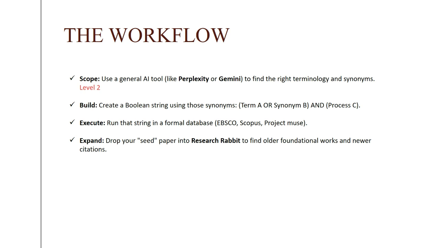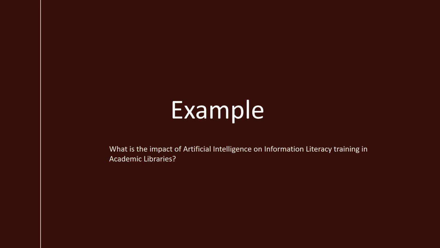And then you can create Boolean strings using those synonyms or keywords that you found on your generative AI tool, and then go on. Or drop your seed on things like Research Rabbit or Connected Papers to find older foundational works and newer citations. I think we'll do a practical on this.